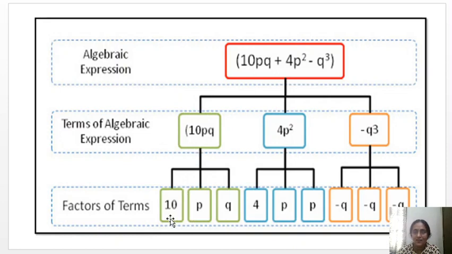We need not find the factors of the numerical coefficient. You know it already, that is why we are not writing separate factors for the number 10. 4p square, how will you get 4p square? By multiplying 4p and p, right? So 4p, p are the factors of 4p square. Now how will you get q to the power 3? When you multiply minus q three times, you will get q to the power 3.